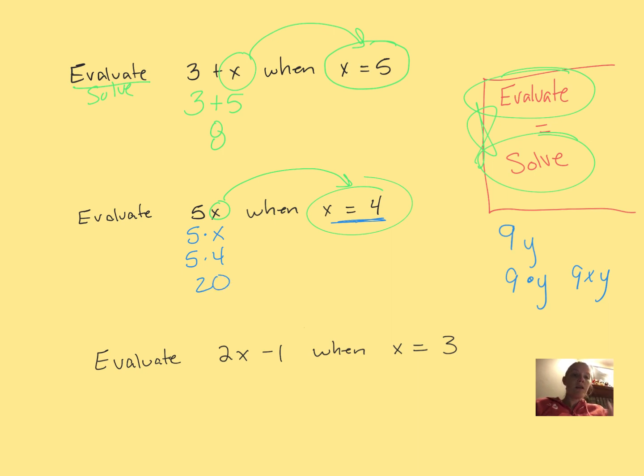And then our last one down here. So really, again, this says 2 times x, and then minus 1. And we know that x is going to be 3. So 2 times 3 minus 1. And we've got to do order of operations. We've got to multiply first. 2 times 3 is 6. And then I can do 6 minus 1, and we get 5.